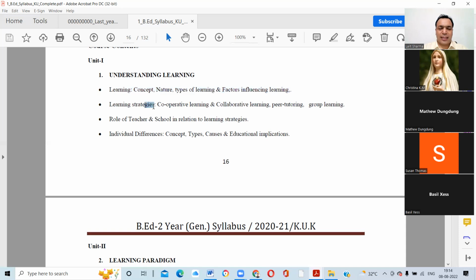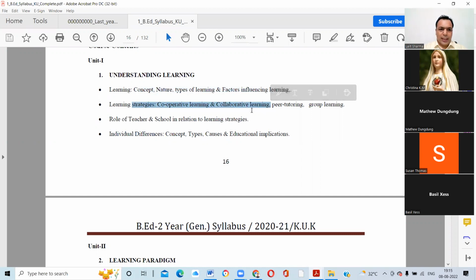And second, learning strategy. Okay, cooperative learning, collaborative, peer tutoring, group learning. These two learning strategies we are done, right? You can see from the notes, two you have to do, cooperative and collaborative, right? Because both are the same, basically. Cooperative is basically a part of the collaborative, right? You can see there is a very minor difference between collaborative and cooperative, right? So one you can do this, second you can do this.